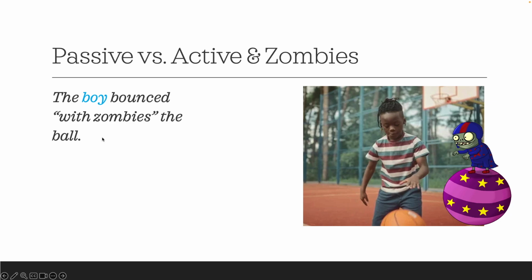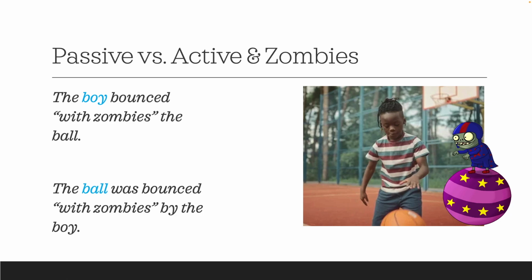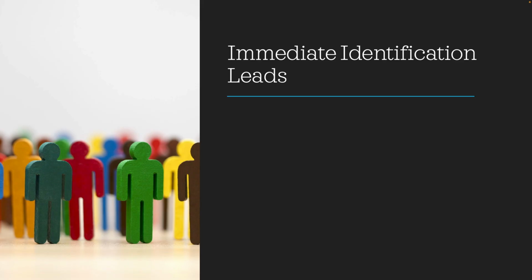The boy bounced with zombies the ball. That doesn't really make sense. That doesn't sound right to me. The ball was bounced with zombies by the boy. Still sounds a little weird, but it works as a sentence. So you see how with the passive here, we figured it out by putting "with zombies" after the verb. Okay, so you might try that with a couple of sentences and just see how that treats you. If it's helpful to you, then great.